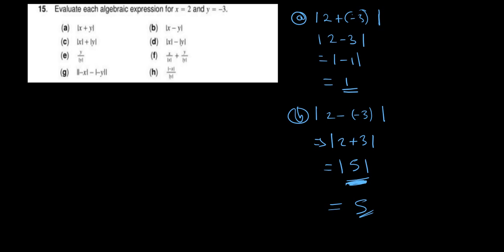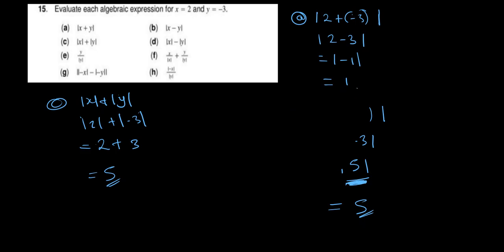So let's go for C. C is saying absolute of x plus absolute of y, like that. So absolute of x, you put the value of x, which is 2, plus absolute of y, you put the value of y. I said absolutes are there to protect the number. So this will be just 2 plus just 3, like that. So that will give me 5. So I'm done. Okay, so that's how you can solve that one.